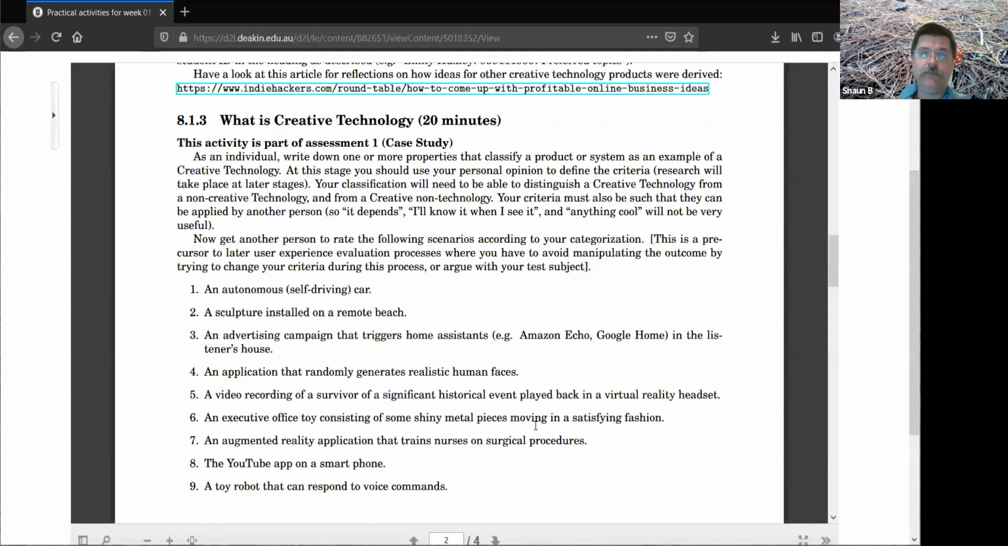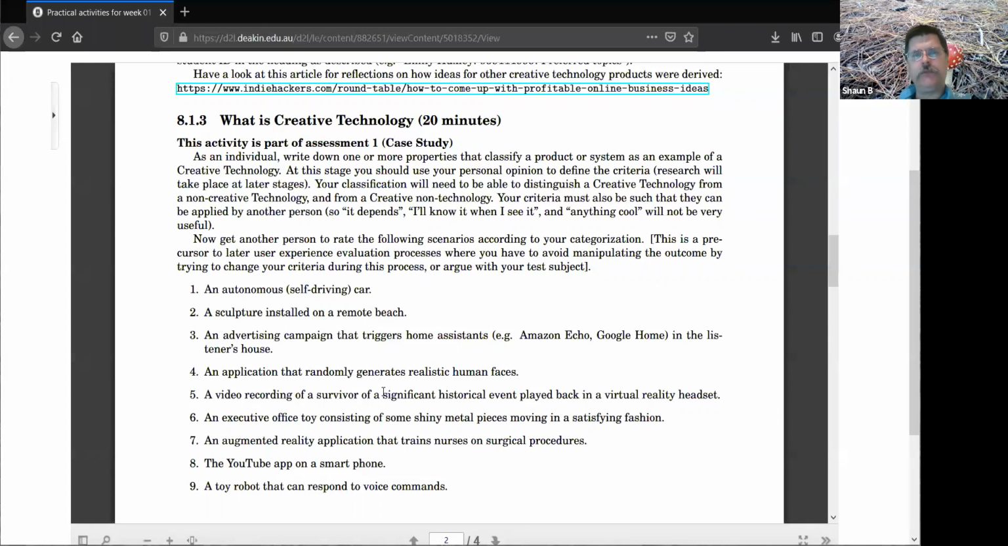And the answer is there are multiple interpretations of this. We would like you to pick your interpretation, explain it, and justify it for us. So as a starting point, what you might want to do is to look at these numbered areas over here and classify them as, do you think they are creative technology or not? Then why? What was the basis for your decision?